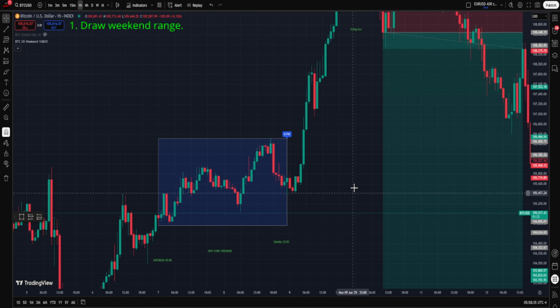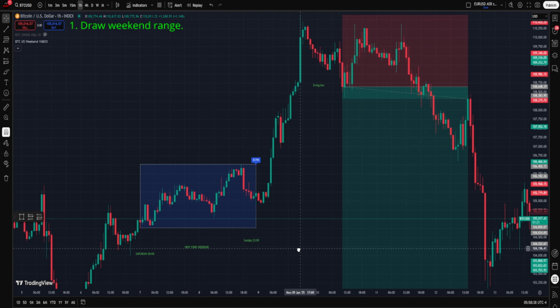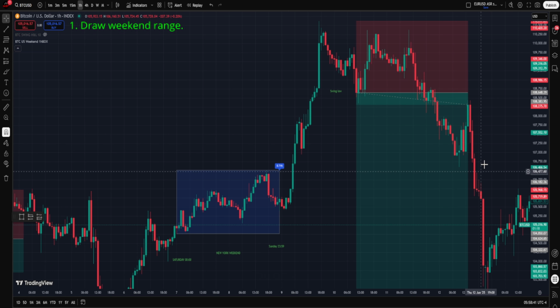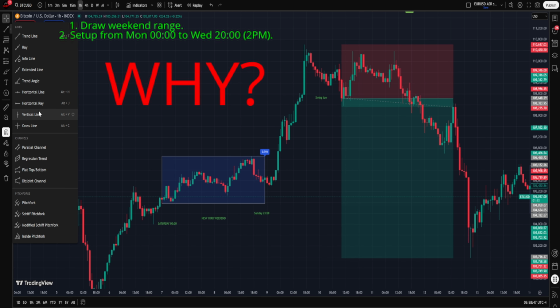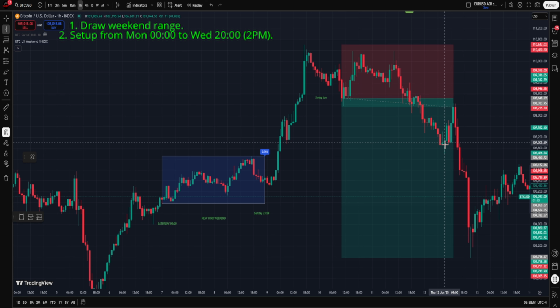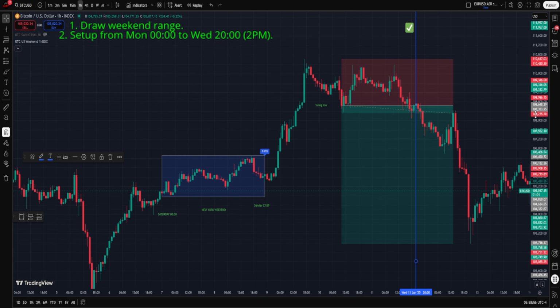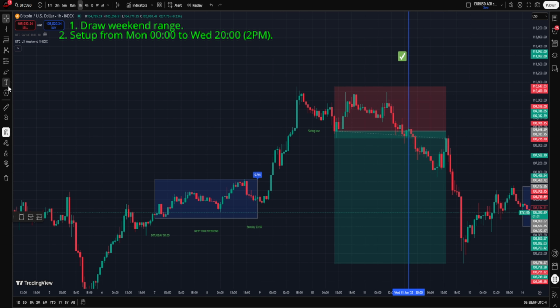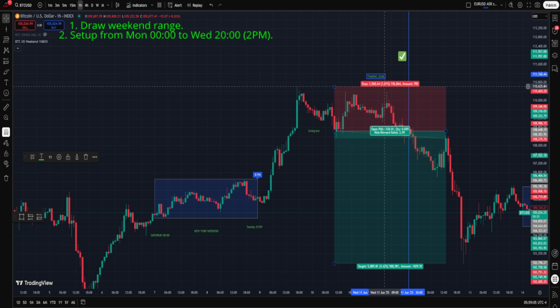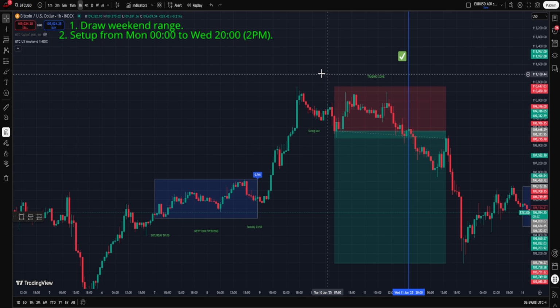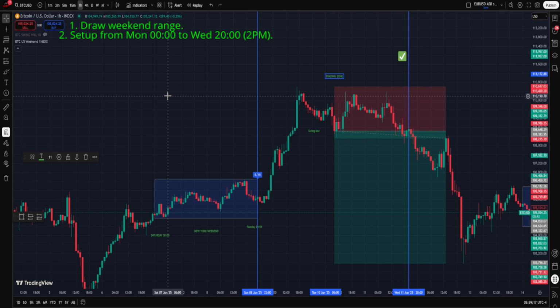Now, here's the key part. I only look for entries from Monday 00:00 to Wednesday 20:00 New York time. That's it. No trades on Thursday or Friday. Why? Because I've noticed that setups taken on Thursday or Friday just don't work anymore. The market often lacks the momentum to reach target levels. And remember, the whole idea behind this setup is based on the word dynamic. Is Thursday or Friday, after 3 days of slow drifting, really a dynamic return to the range for you? For me, it's way too late. That's why I only take these trades early in the week.